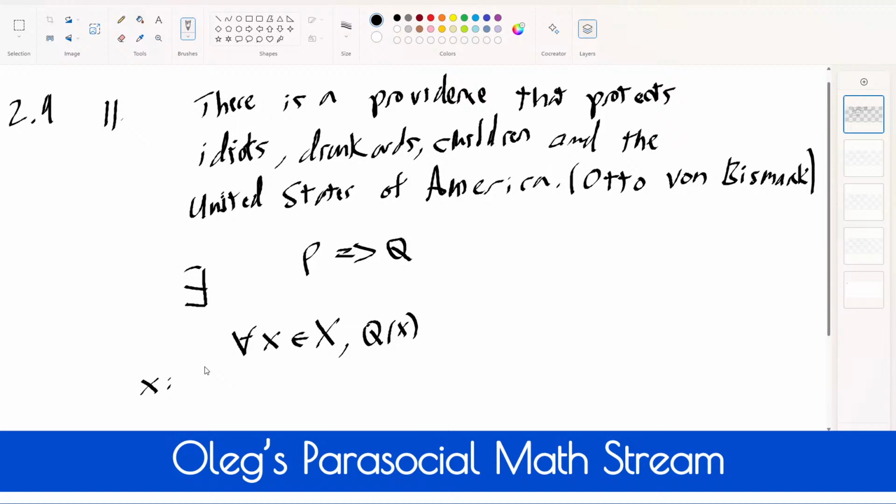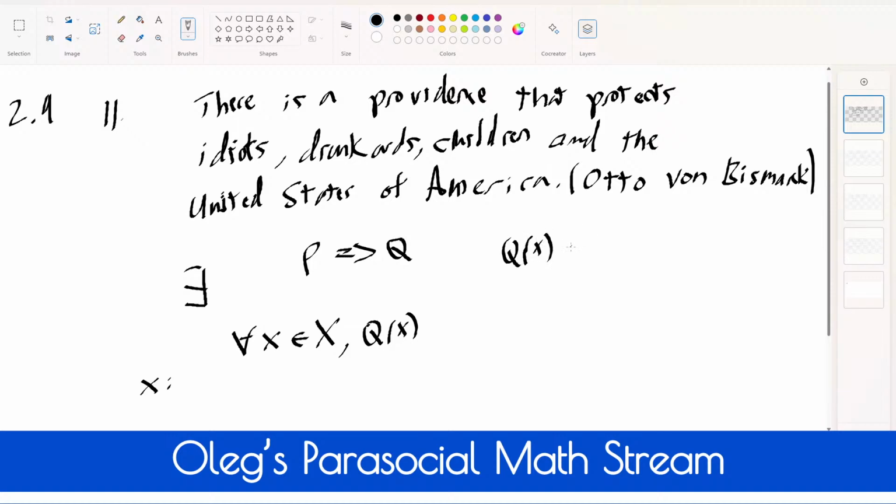Okay, let me think about this for a minute here. If we say P implies Q... no, hang on a minute. Q is... X is a set and Q of X is a statement about each. Okay, let's say... I'm getting somewhere now.